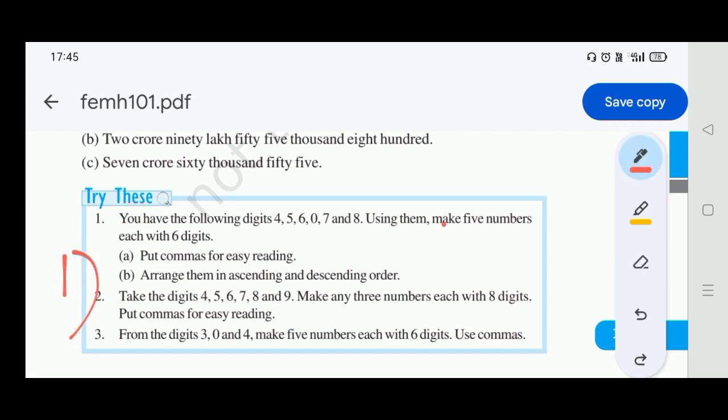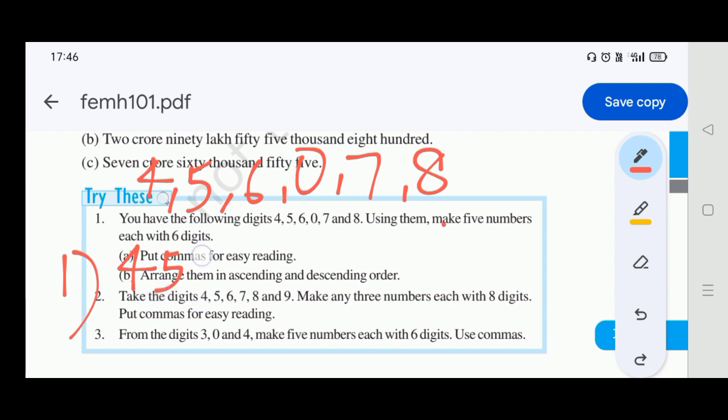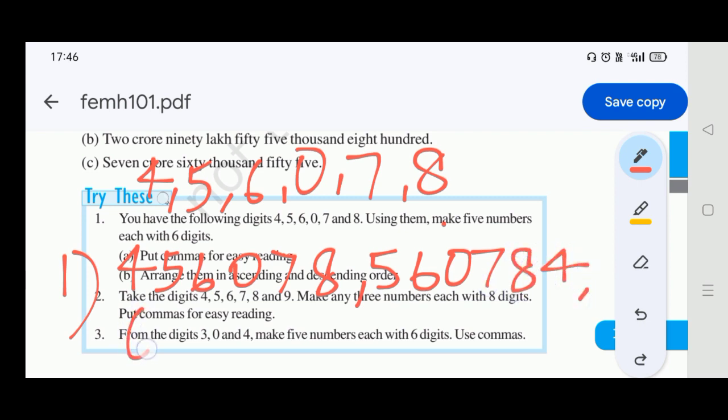First question, the digits are 4, 5, 6, 0, 7, 8. We have to make 5 numbers. So we can write 4, 5, 6, 0, 7, 8 as one number. The next one would be 5, 6, 0, 7, 8, 4. The next one would be 6, 0, 7, 8, 4, 5.